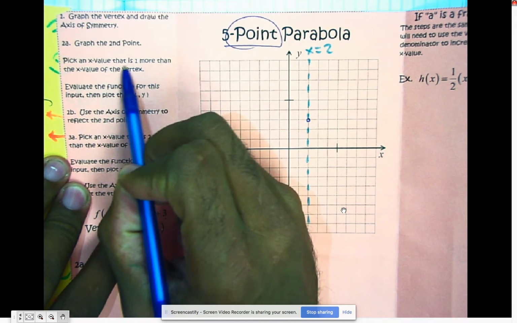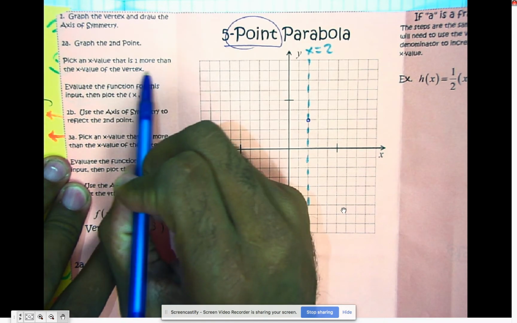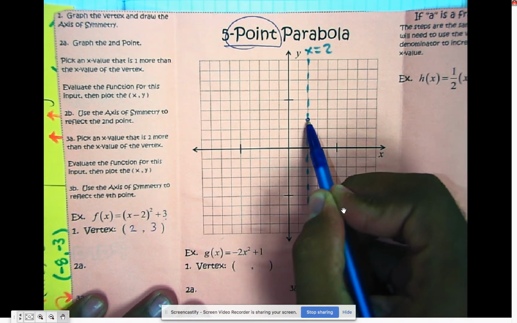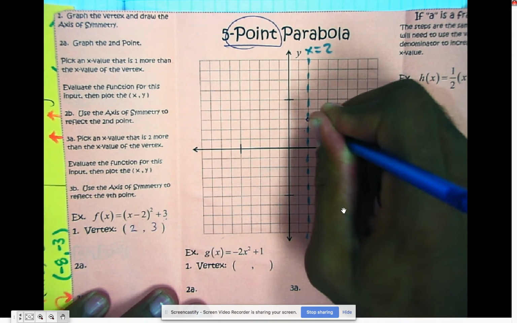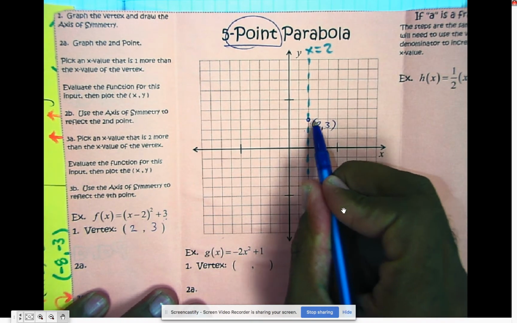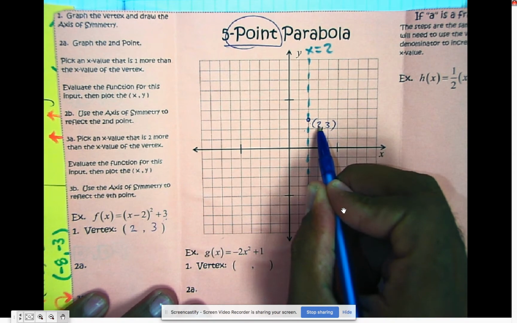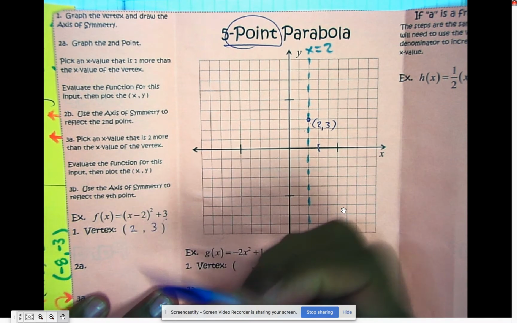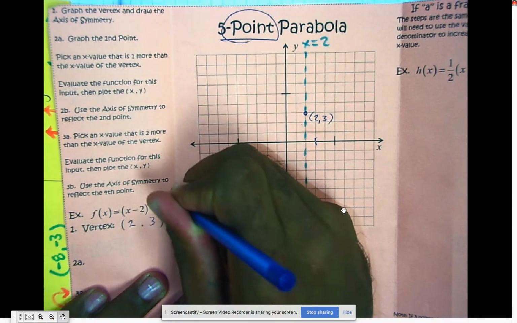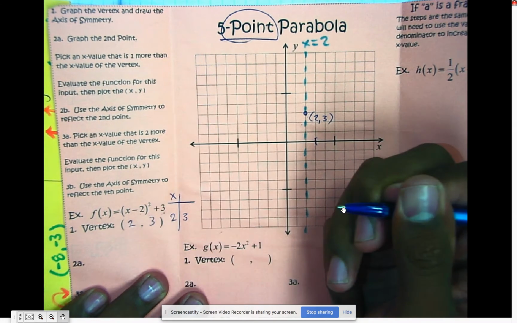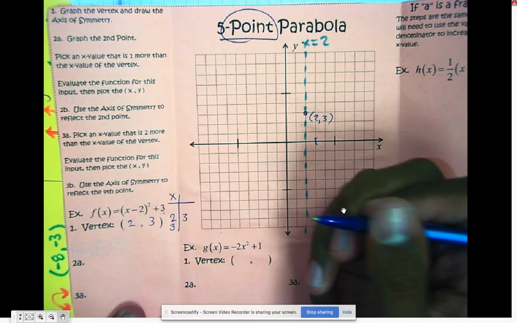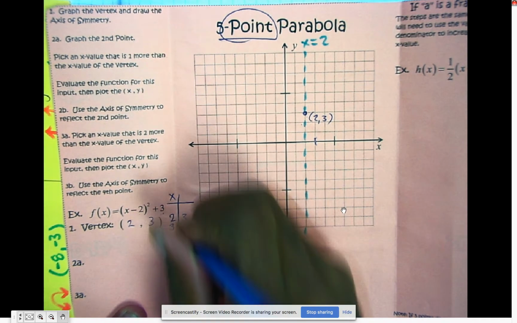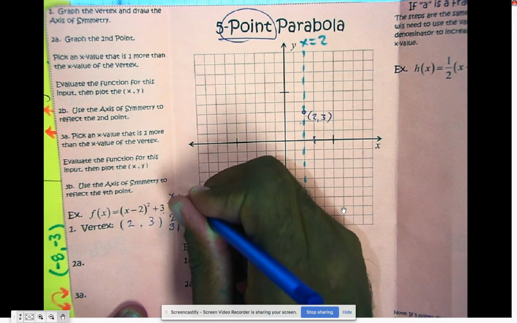First, we need to pick an x value that is 1 more than the x value of the vertex. Okay, so the x value of the vertex here is 2. That point is 2, 3. So I want to pick a point to the right that's 1 more than that 2. So the x value of 3. So what I'm going to do with that 3 is plug it into the equation to find the y value. So I'll make a quick little table over here. I already know that the point in the middle is 2. We're looking for a point to the right, 1 more than the vertex. So we're going to plug in 3 and find the y.